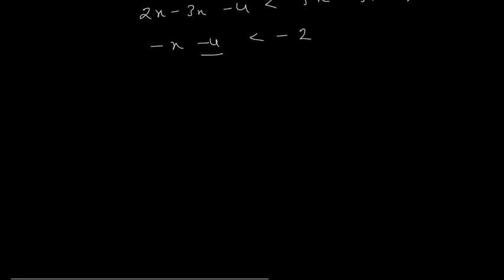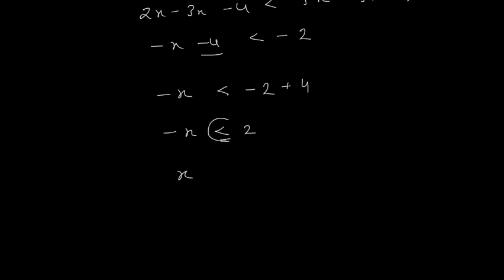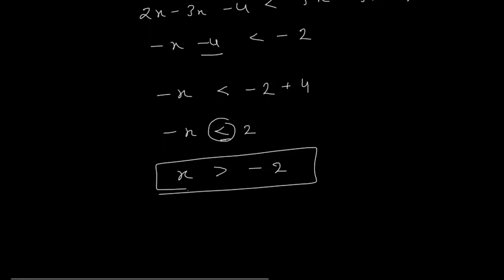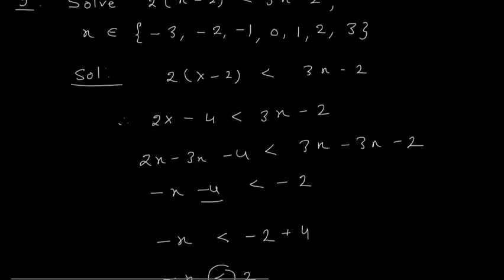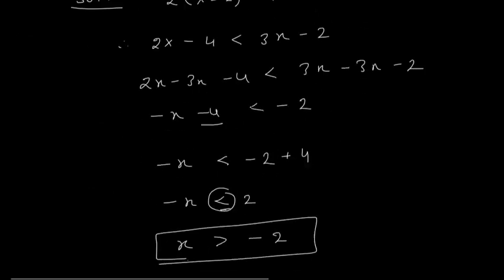Then this minus 4 I will transpose to the right hand side. So minus x is less than minus 2 plus 4, that is minus x is less than 2, and now I will multiply both the sides by minus 1, so I will get x. Now this sign I will change. The sign which is less than will change to greater than, and when 2 is multiplied by minus 1, it will become minus 2. So x is greater than minus 2, and your solution includes numbers from minus 3 to plus 3.